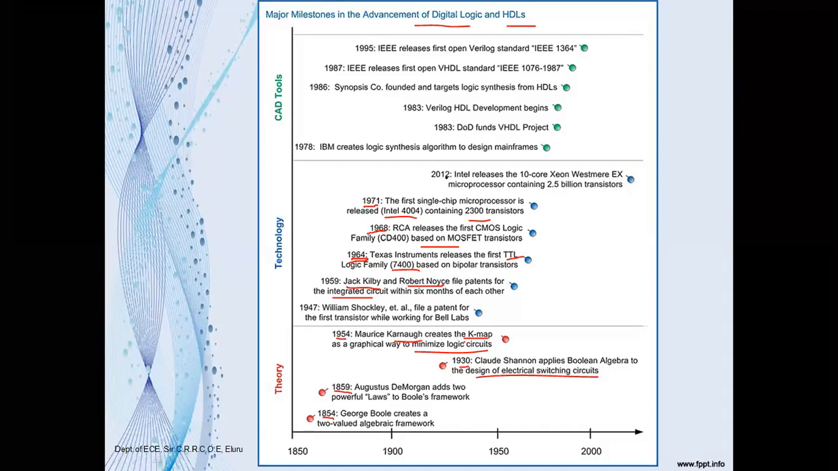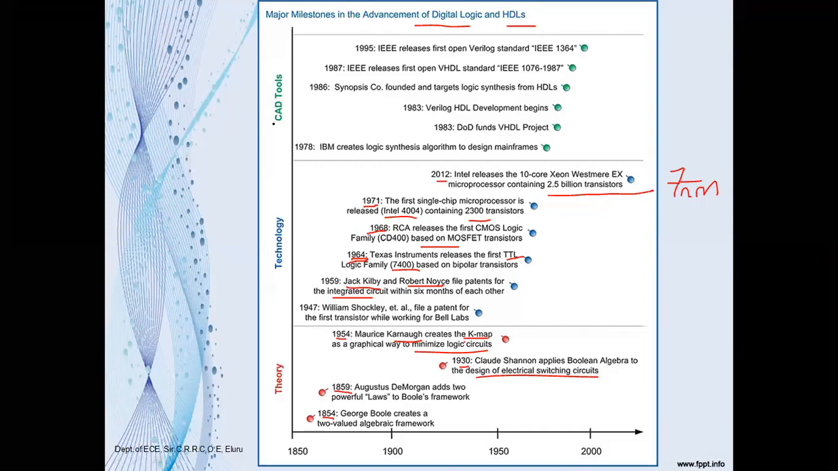And in 2012, we have the 10-core Xeon Westmere-EX microprocessor containing 2.5 billion transistors. Currently, we are working on 7-nanometer technology, with billions of transistors on a single die. That is how the technology evolved after the integrated circuits.